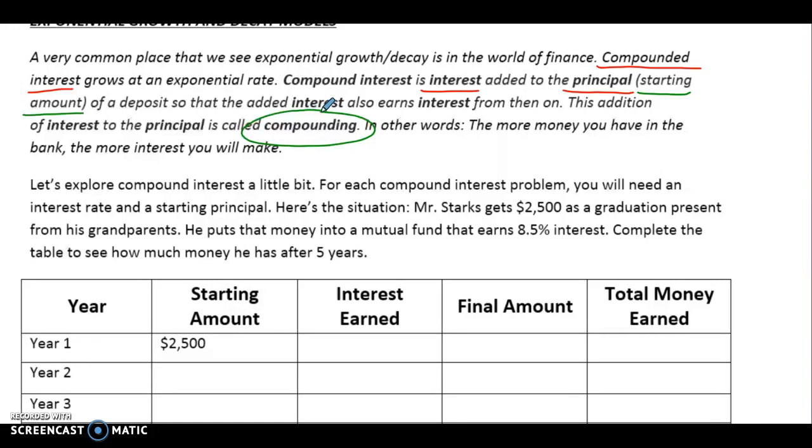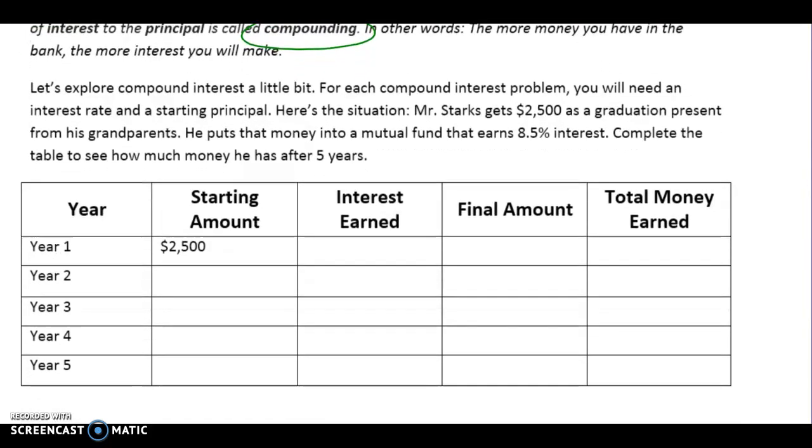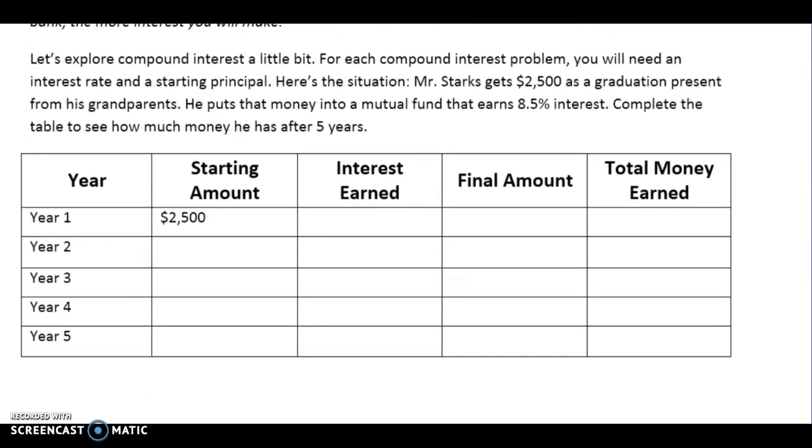So let's explore compound interest a little bit. For each compound interest problem, you'll need an interest rate and a starting principal. Here's your situation. Mr. Starks gets $2,500 as a graduation present from his grandparents. He puts the money into a mutual fund that earns 8.5% interest. Complete the table to see how much money Mr. Starks will have after 5 years. So, the starting amount is $2,500, right? Yes.